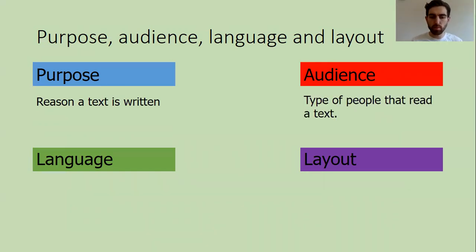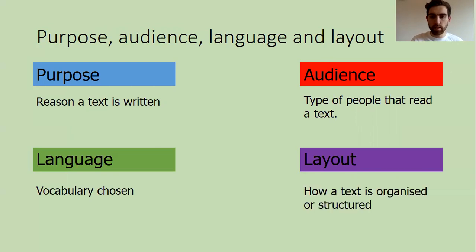So different texts will attract and be appropriate for different groups of people. For example, the audience of a picture book might be young children, whereas a very formal scientific report might be more appropriate for adults or people interested in science, perhaps. Okay, now let's move on to our third one, language. Language is the vocabulary or the words that have been used as part of the piece of writing.